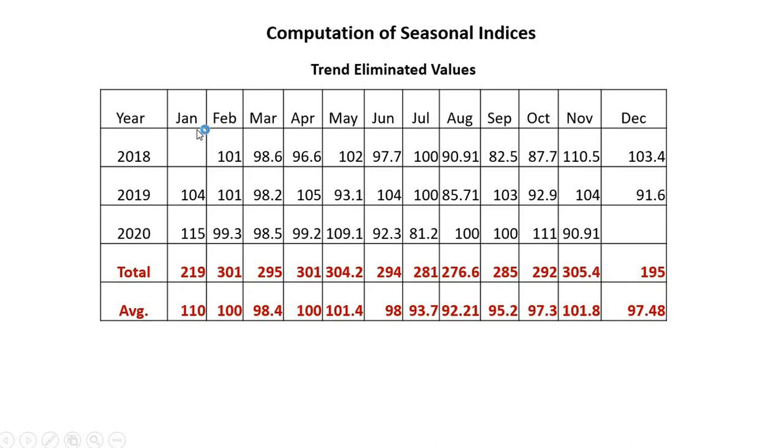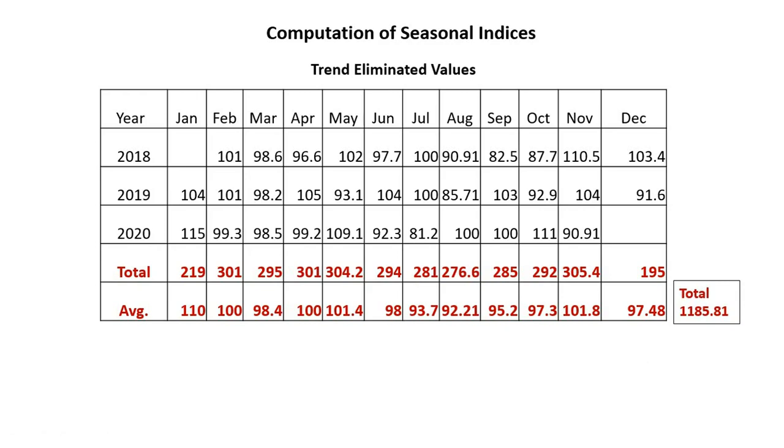Remember that for the first entry, that is for the first month, January, we have only 2 values, and so the total is to be divided by 2 in this case. Same for December, because we have 2 entries and not 3 entries. So the total that we get is divided by 2 for the first month and the last month. For the other 10 months, we divide the total by 3. So accordingly, we get this.